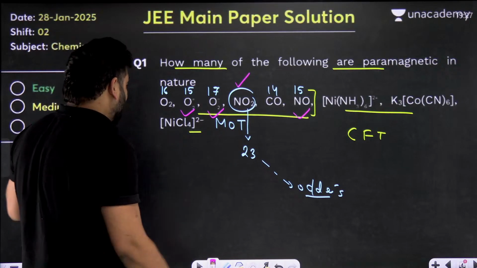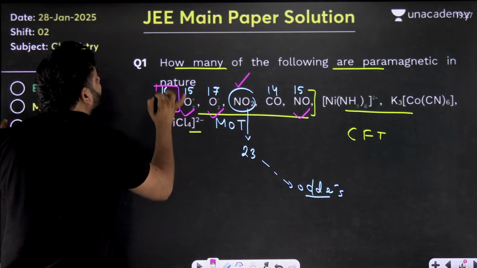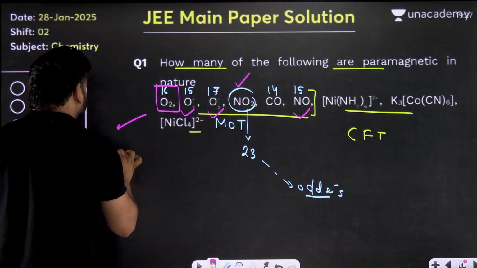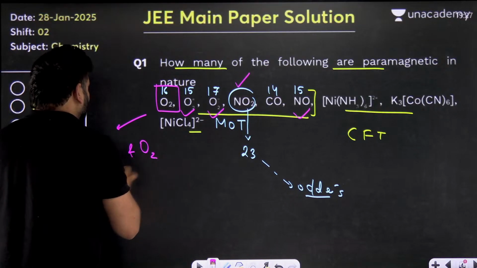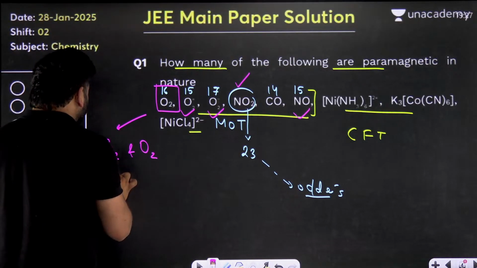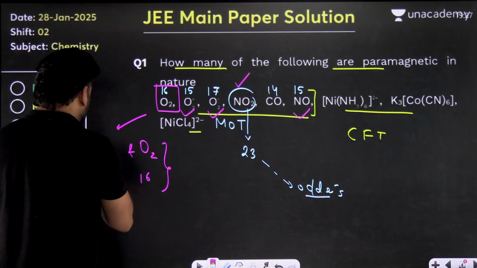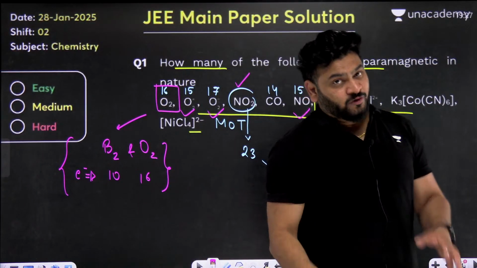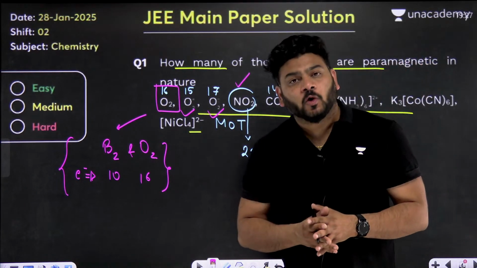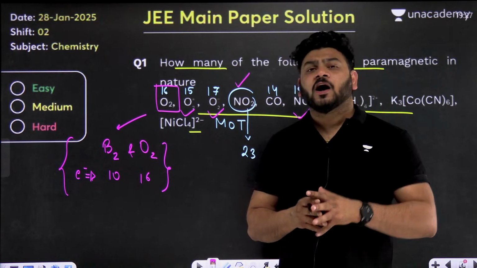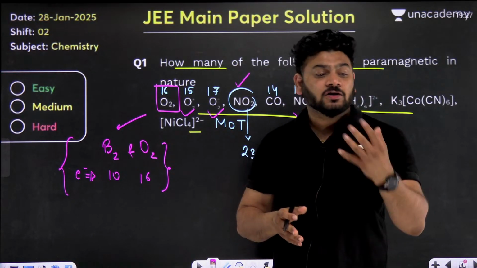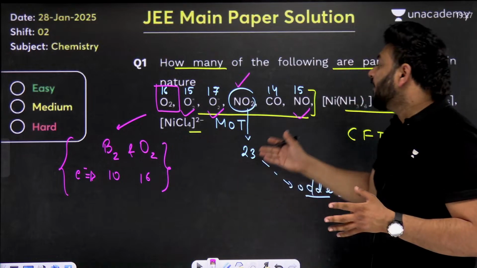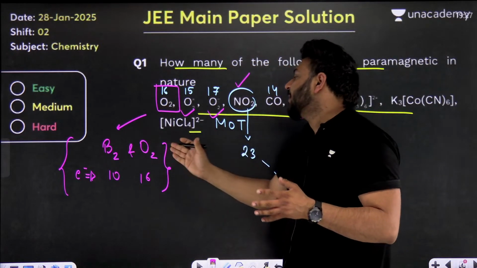This is nitric oxide. One more example could be O2 also, because we all know that B2 and O2, with their electrons in even number, are still paramagnetic in nature. That is all because of the filling of the molecular orbitals following Hund's rule of multiplicity. That rule explains why we get these two species as paramagnetic.